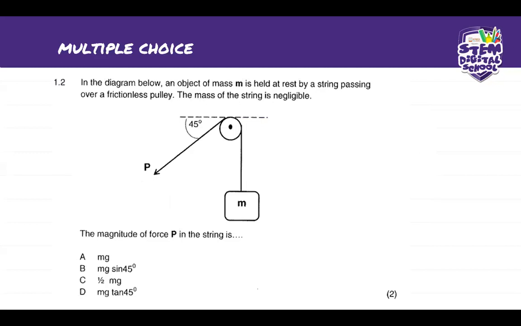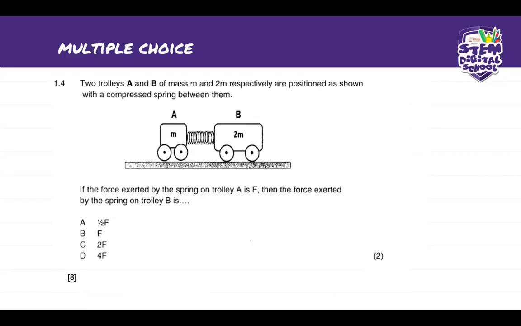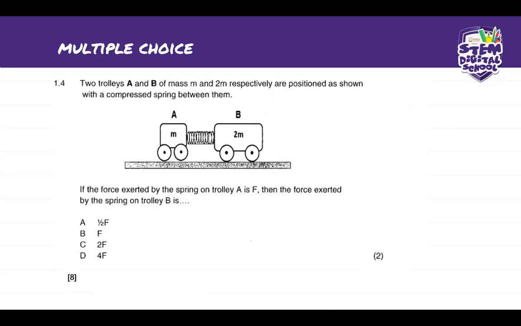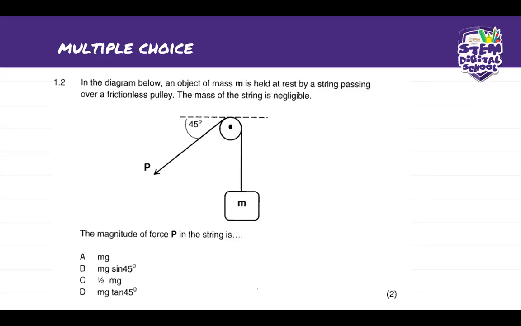When we came back to our 1.2, it says in the diagram below, an object of mass m is held at rest by a string passing over the frictionless pulley. The mass of the string is negligible, so we neglect the mass of the string. The only important one is this one here. So the magnitude at P will be equal to what? Will it be A, mg, B, mg sine 45, C, half mg, or D, mg tan 45? Our answer is going to be A, which is mass times gravity.